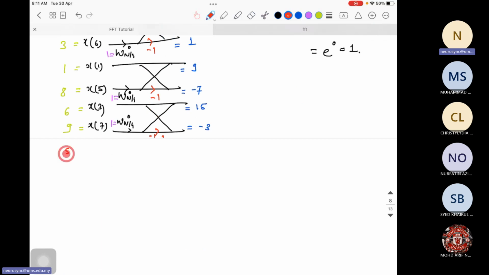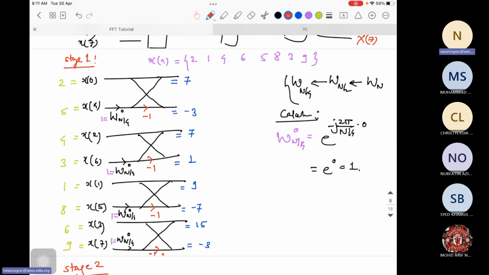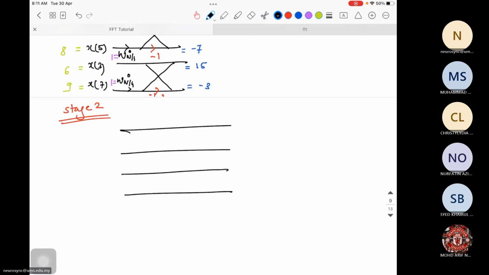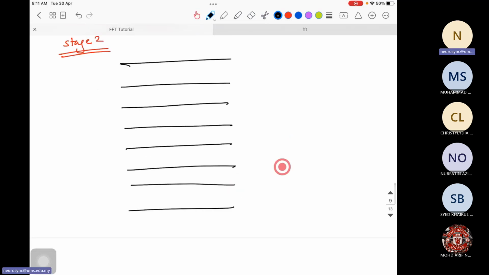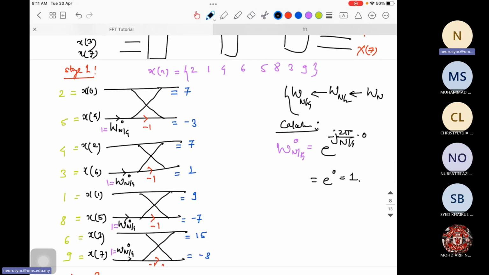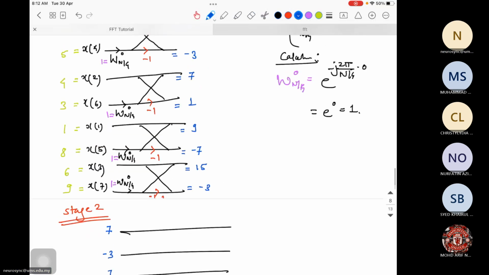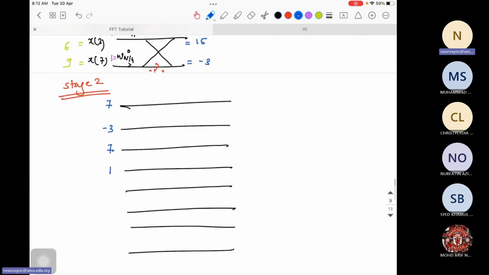Now we will proceed to stage 2. Whatever is the output at stage 1 will be the input to stage 2. So we will have 8 inputs. So draw these 8 lines. What is the input here? 7, minus 3, 7, 1, 9, minus 7, 15, minus 3.